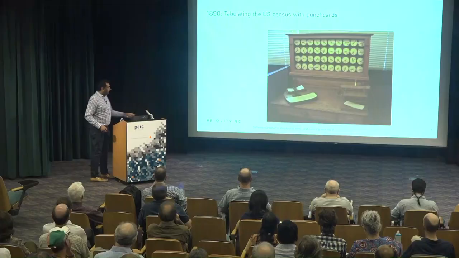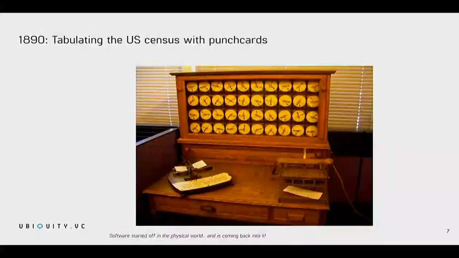So we'll start with 1890, the Hollerith machine. And this was software, right? This was the US Census, which took too long to count by hand. The 1880 census took until, I think, 1888 or something like that. It took a long time before the census results were out.